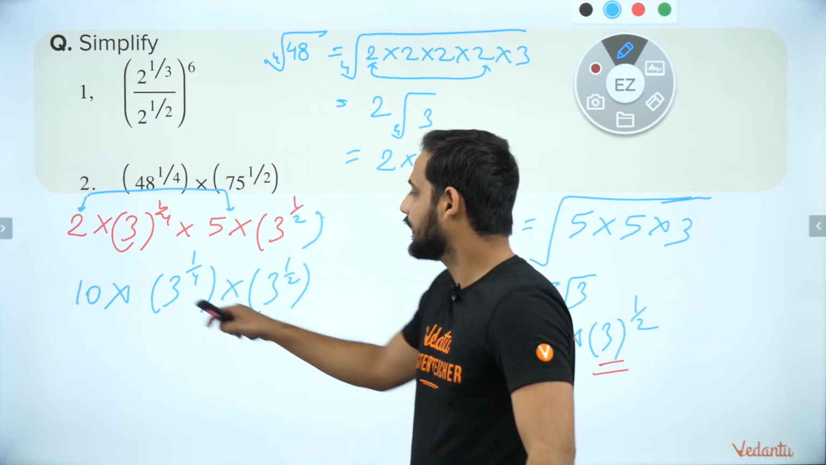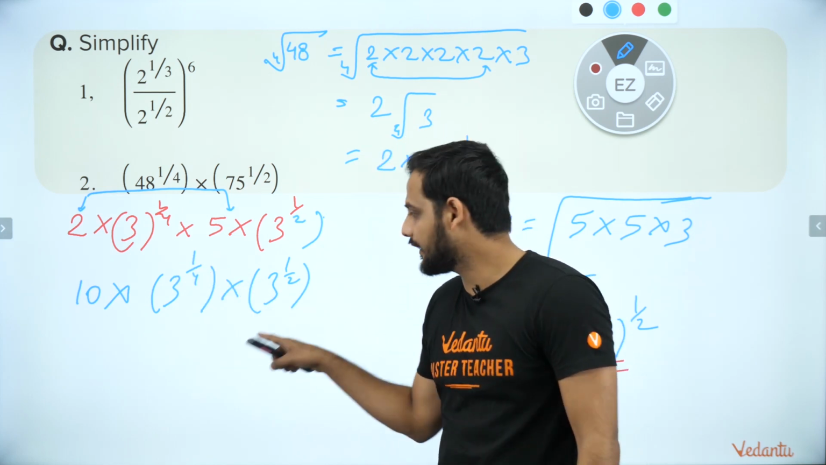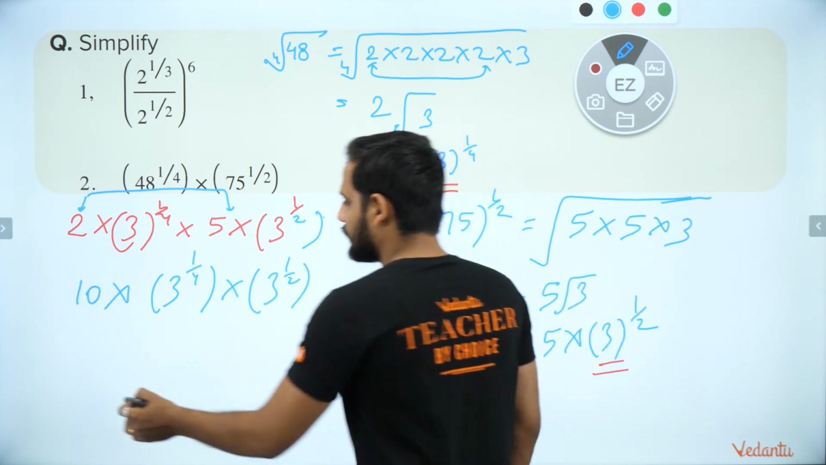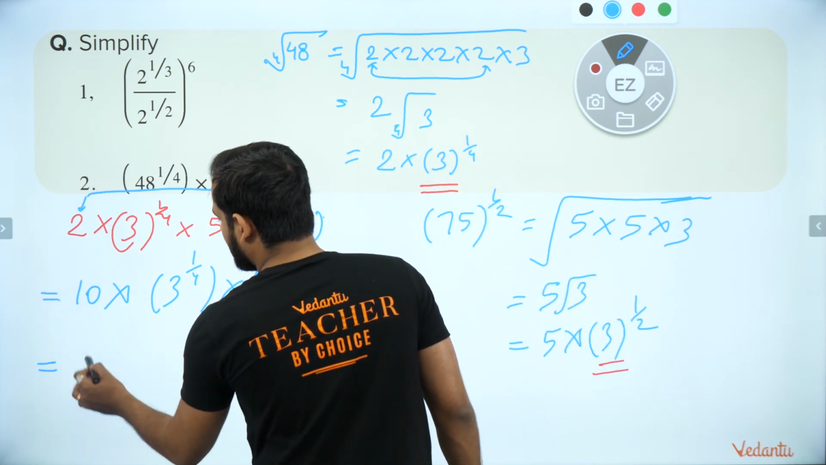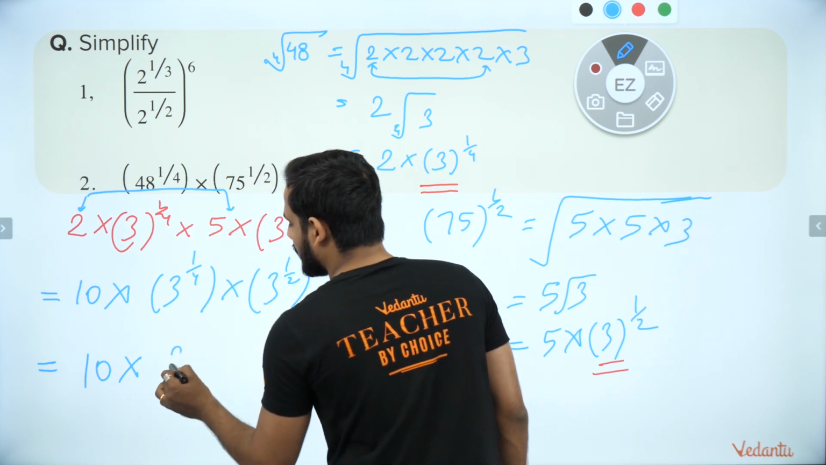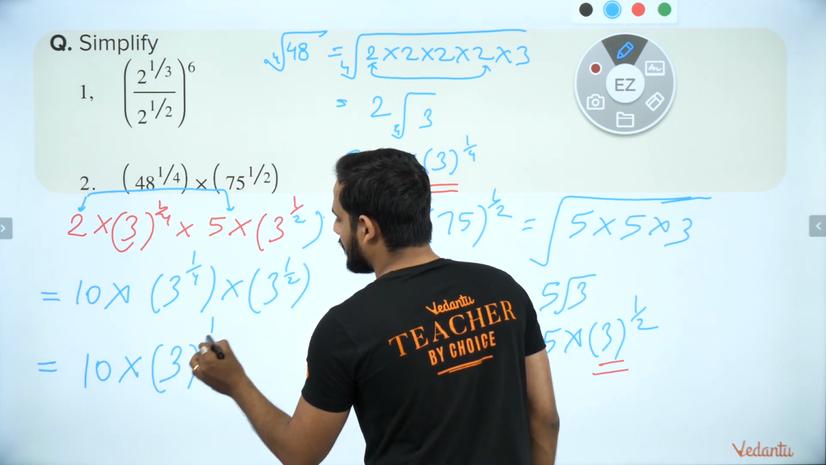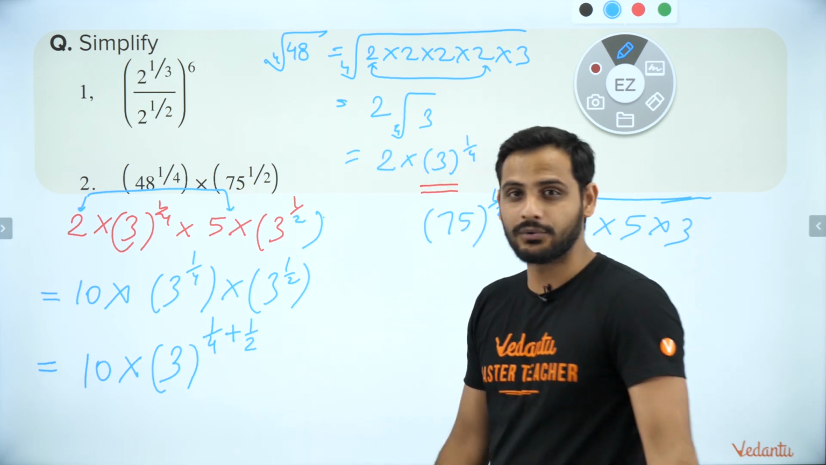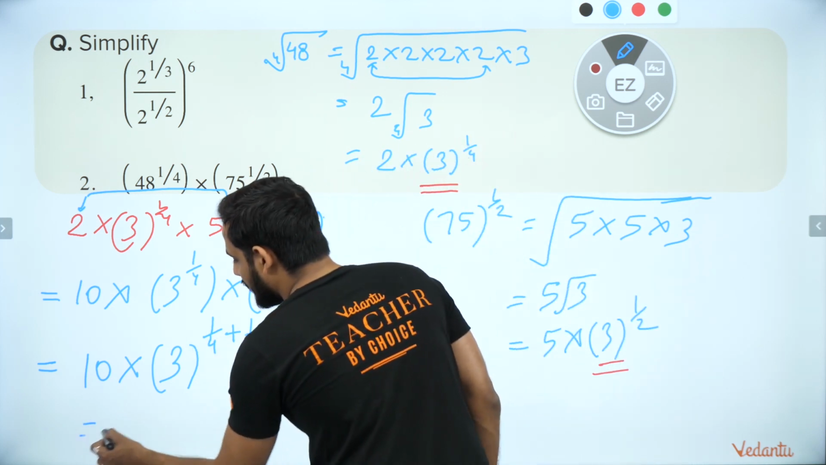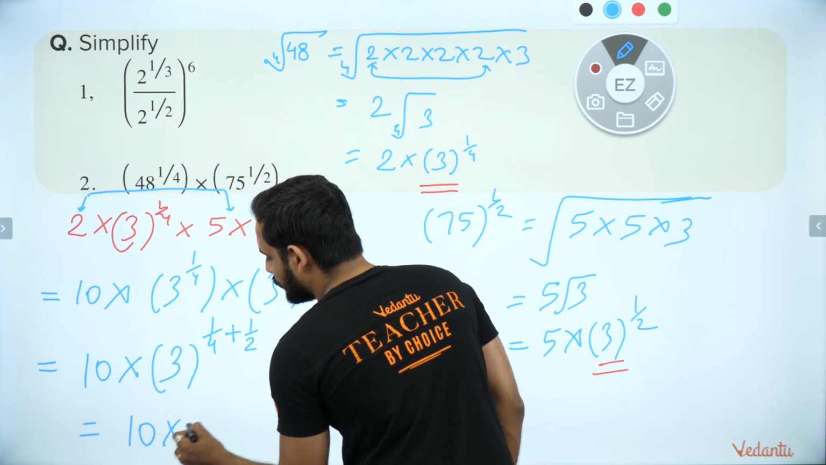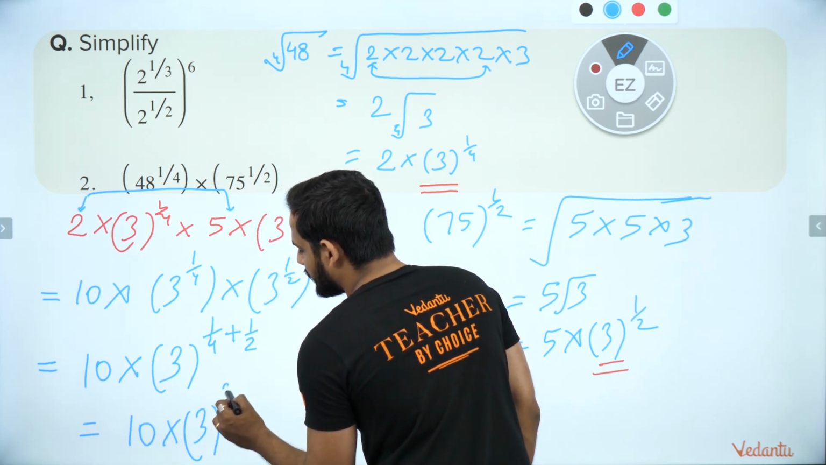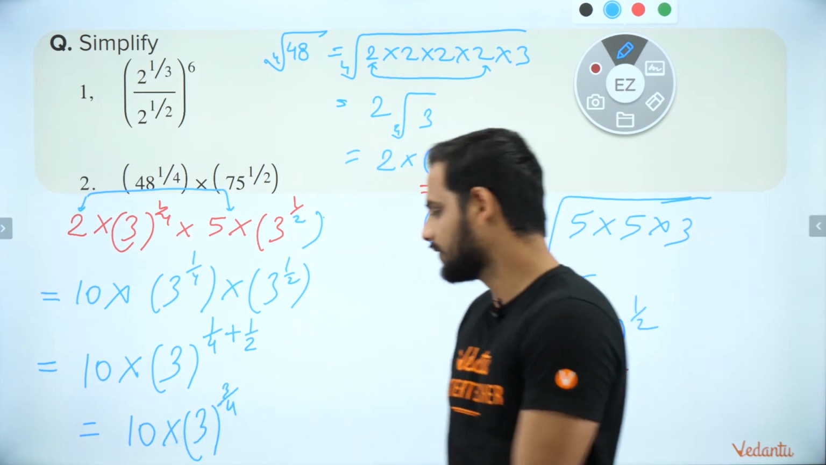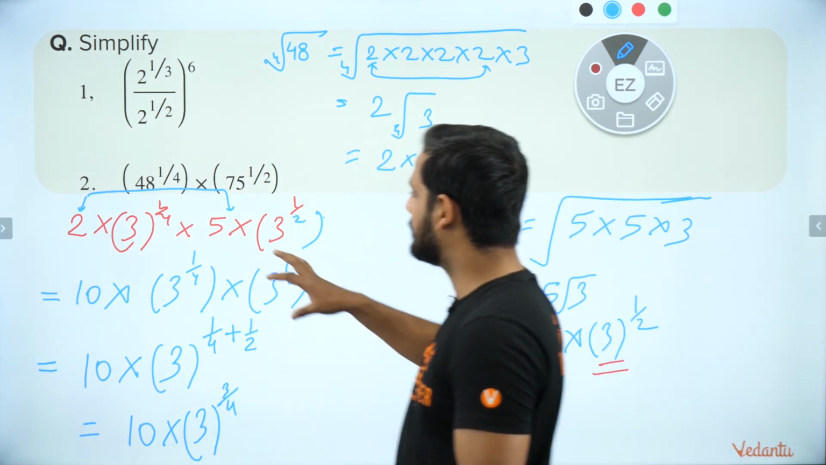As all of you can see, a raised to the power m into a raised to the power n is a raised to the power m plus n. So you will be getting 10 into 3 raised to the power 1 by 4 plus 1 by 2, and 1 by 4 plus 1 by 2 is 3 by 4. So this will become 10 into 3 raised to the power 3 by 4. So this is the final answer for you. Got it? This is how you simplify these questions.